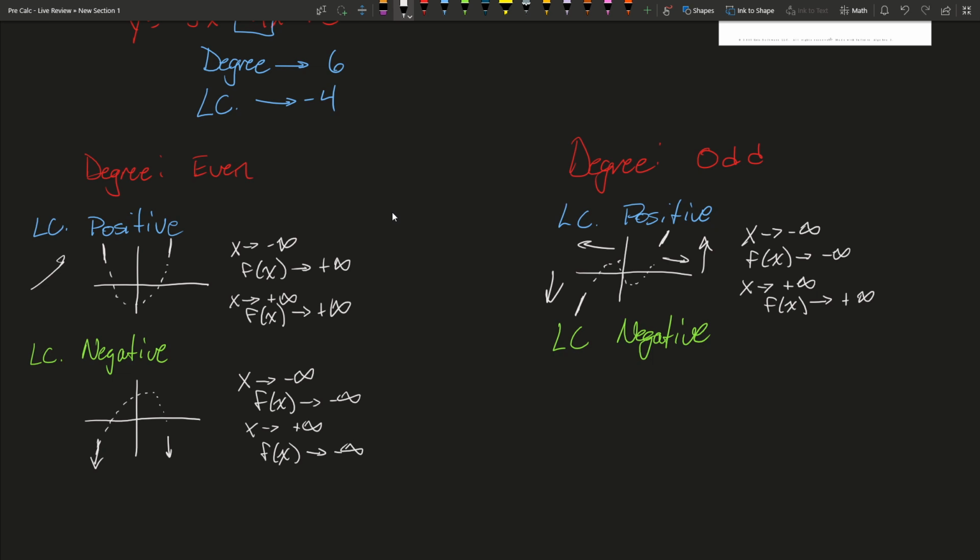And then for the leading coefficient that is negative for an odd degree, again, we just get the reverse of the thing above it. So it'll start up top, do some stuff in between, and then end on bottom. So as x approaches negative infinity, as the graph moves left, f of x will approach positive infinity. And as we move right, as x approaches positive infinity, f of x will approach negative infinity.